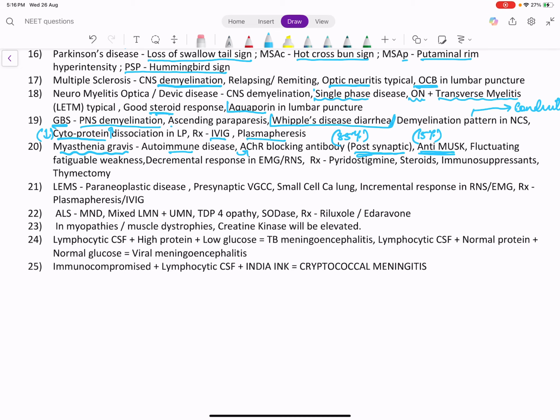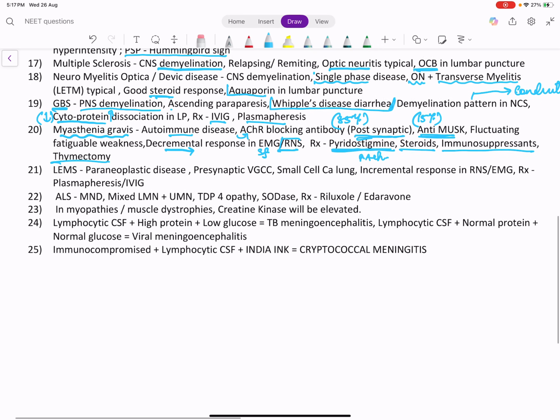If you do a repetitive nerve stimulation or single fiber EMG, the response is decremental response, because as we keep on stimulating the muscle, acetylcholine gets utilized and muscle contraction will be slowed. Treatment, initial thing is pyridostigmine, which is a cholinesterase inhibitor. So we can increase the acetylcholine in the neuromuscular junction. Steroids can be given because it's an autoimmune disease. Immunosuppressants, thymectomy, because many cases of myasthenia gravis are associated with thymoma.